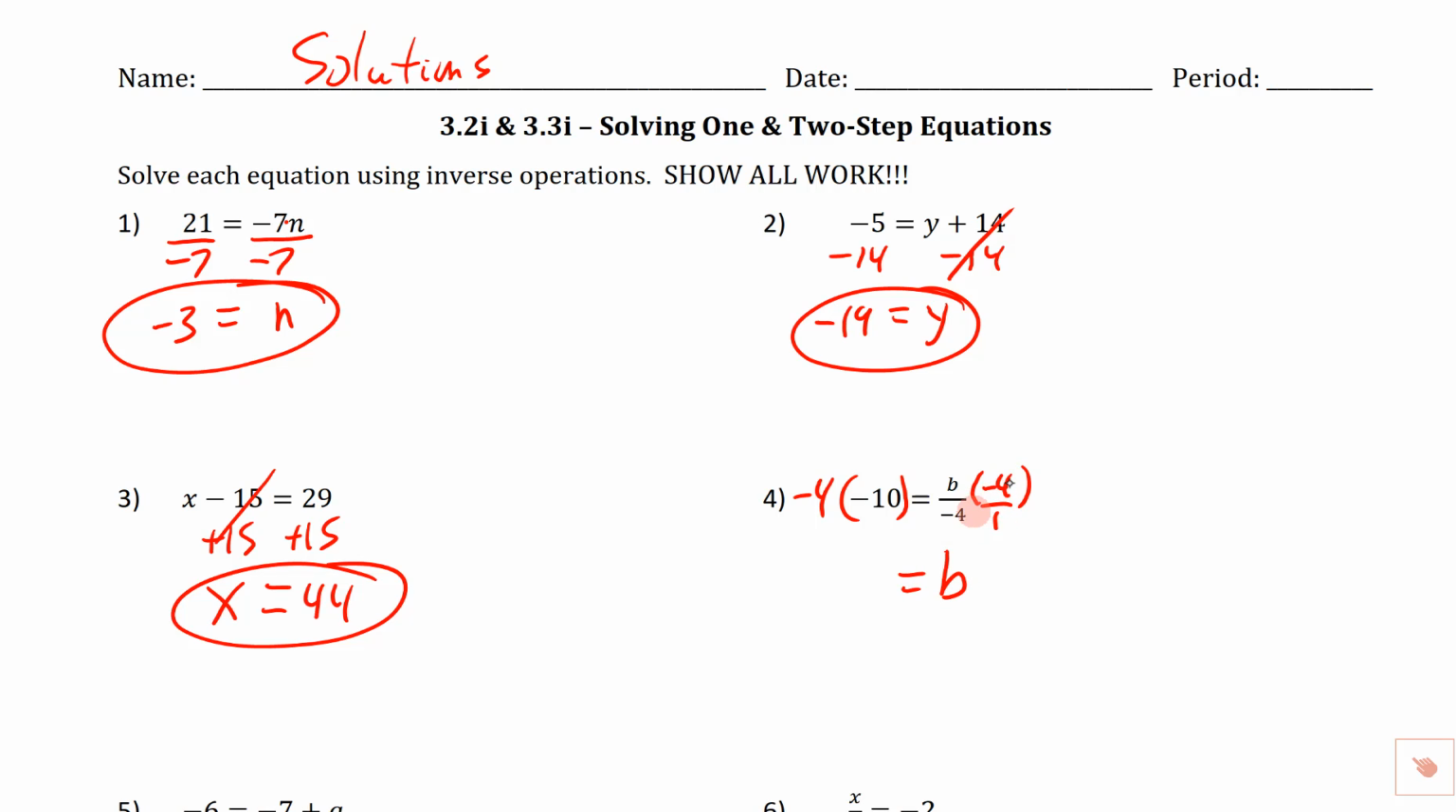If we wanted to get technical about how this works, this -4 is up here in the numerator, so we can cross cancel right there. And then over on the other side, we have a -4 times a -10, so that's going to be a positive 40. So we'll go ahead and circle that.